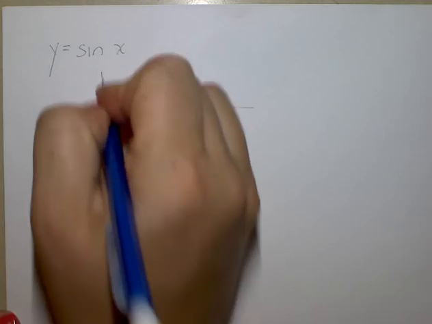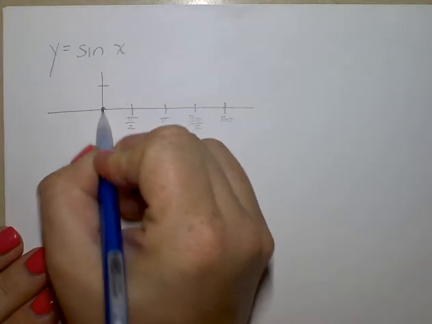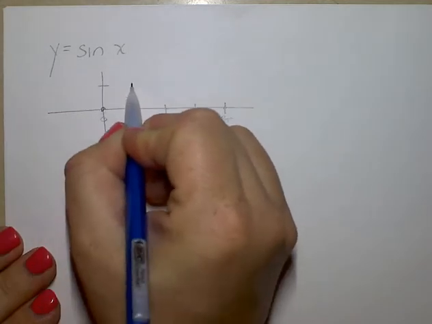Along the y-axis, we're at 0. Now put your finger at pi over 2. What is the sine value at pi over 2? So we're going to go up 1 unit, go over to pi over 2, and up 1 unit, and make a dot.